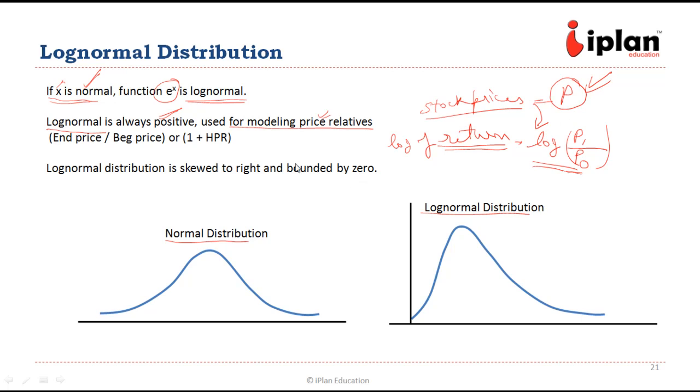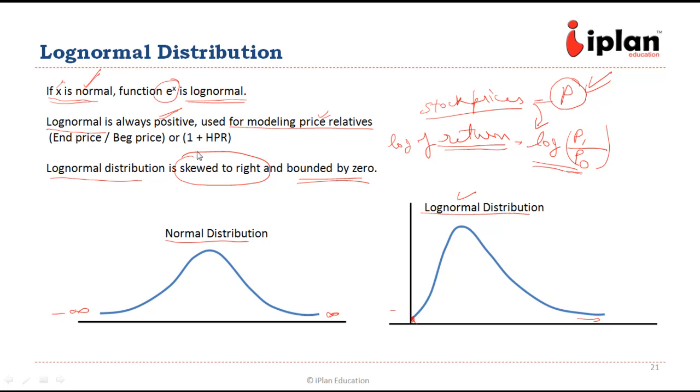Another property of log normal distribution is it is skewed to the right and bounded by 0. The minimum value is 0 in case of log normal distribution, while in the case of normal distribution the minimum value and maximum values are plus minus infinite. But this is limited on the left side and unlimited on the right hand side. That is the basic difference between the normal and log normal distribution.